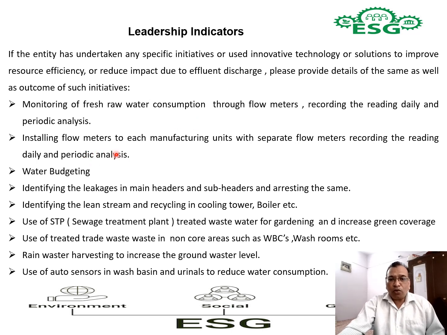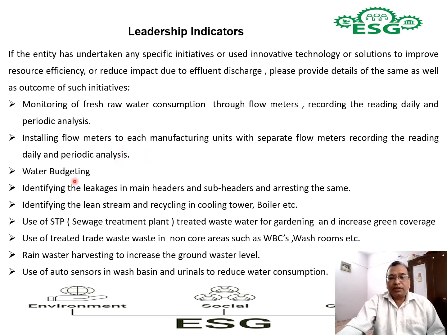Then installing flow meters to each manufacturing unit, with a separate flow meter, recording the reading daily and periodic analysis. Then see, in one plot there might be many other entities or plants. For identifying whether a particular plant is consuming more water or not, how do you know? Then you have to install a meter at the entrance of each plant to see how much water is being consumed by that particular plant.